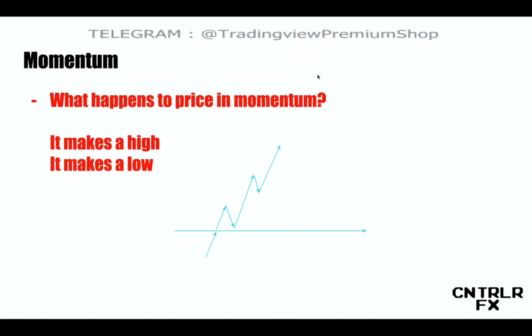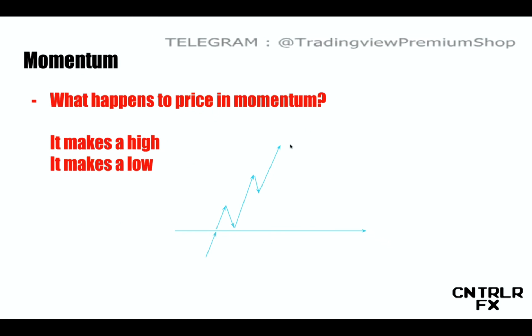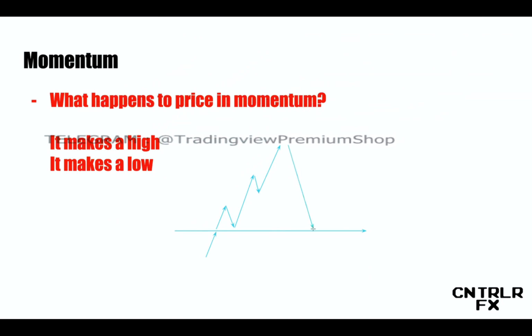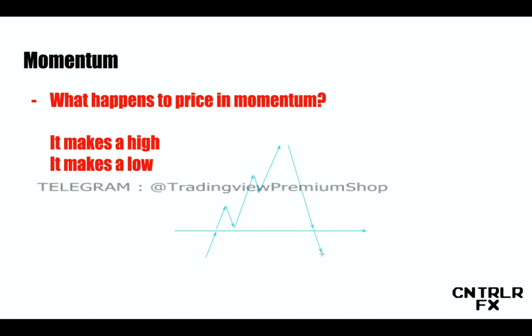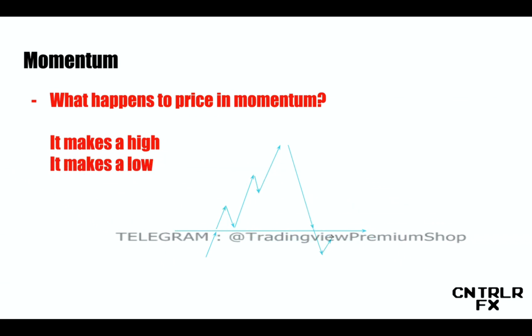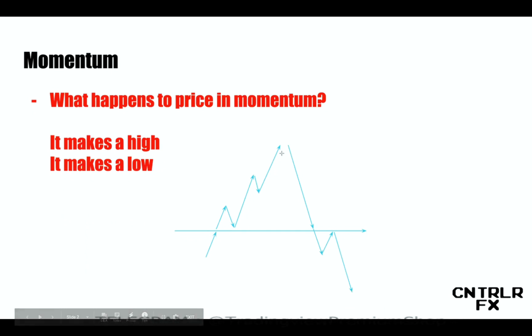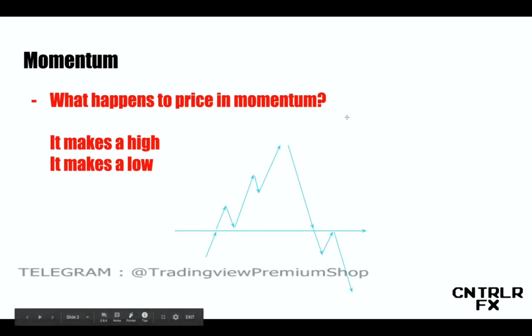So what happens when price makes a low? When price makes a low, this is what happens. Price is coming down. It has enough momentum to break this low, this support, sorry. It retests that support and continues down. So this is a high and this is a low.